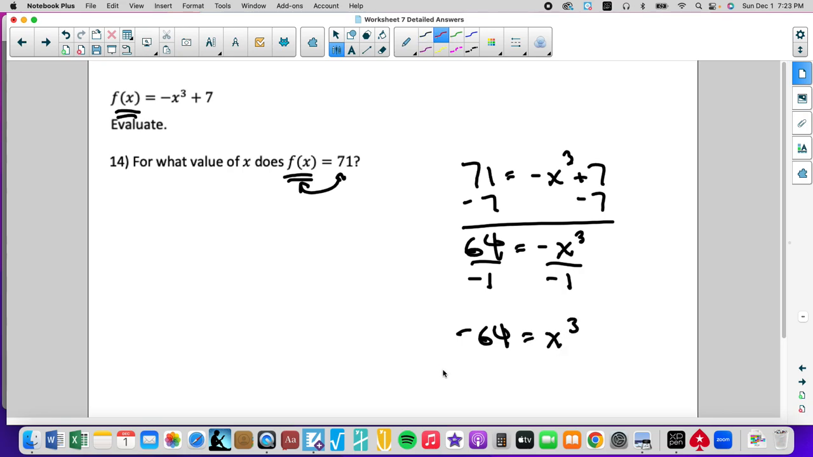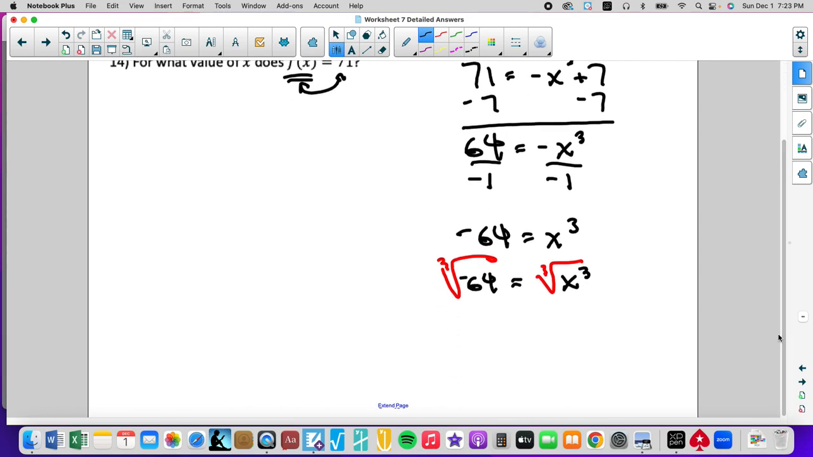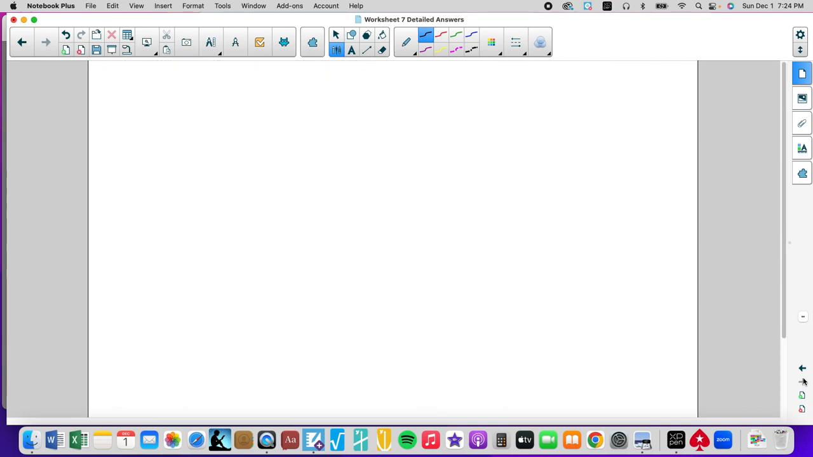And now we're going to take the cube root. So we have to actually write a cube in there. We have to take the cube root because that's what gets rid of a cube. So what number times itself three times equals negative 64? I think that's negative 4. So what is my input? Negative 4 would give me 71. Cool. Interesting. Tough problem. Good last problem. So hopefully you understand that. Come and see me if you have questions.